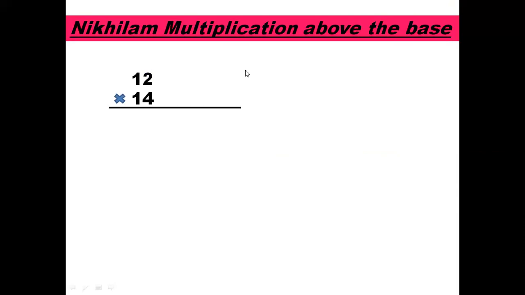Moving on to Nikhilam multiplication above the base. So here we have to consider a base closest to the number in which 10 is there at the last. So here we can consider 10 as the base, right? Since 10 is close to 12 and 10 is close to 14. Now we have to see what number is to be added to 10 to get 12. We have to add 2 to 10 to get 12, because 10 plus 2 is 12. Similarly, what number has to be added to 10 to get 14? We add 4 to get 14.